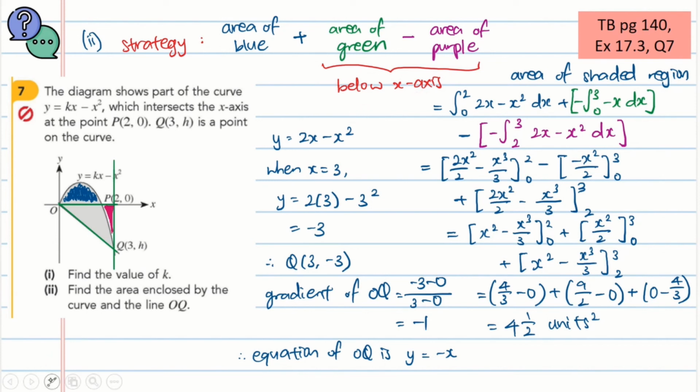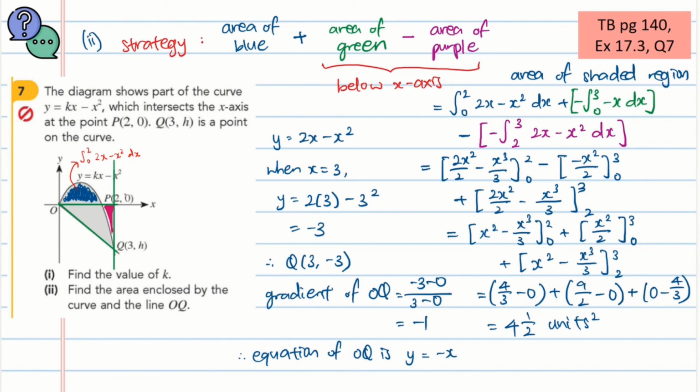So earlier on, we have already found that this blue part could be represented by the definite integral 0 to 2 of 2x minus x squared. That is the equation of the curve, since I've already found out the value of k, which is equal to 2. And then the challenge here is to find out the area of the green part and the area of the purple part. Now to find the area of the green part, you may want to consider half times base times height, which is the area of the triangle.